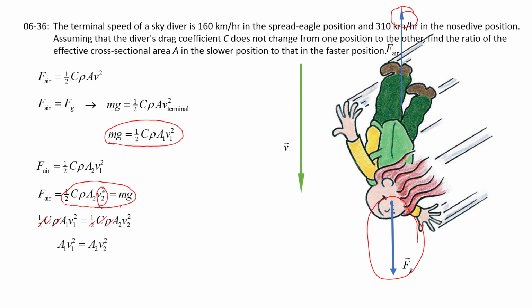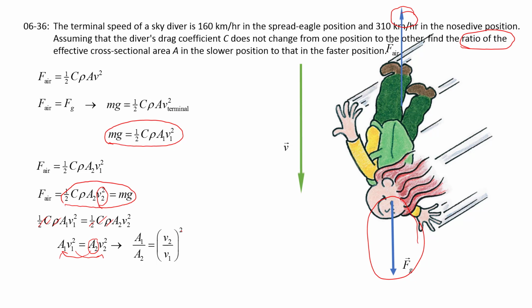What we're interested in, up here, the problem said find the ratio of the cross-sectional area of the slower position to the faster position. Remember, A1 and v1 were the slower velocity, when the area A1 was bigger. So we can solve for the ratio we're looking for by dividing A2 over here and dividing v1 over to here, and then I put those into a single fraction and squared that.